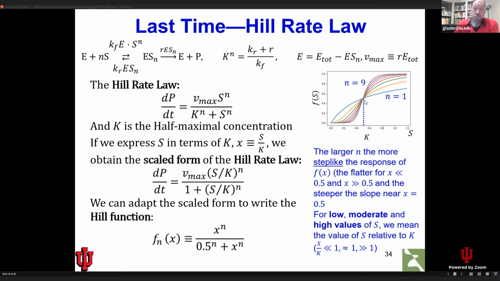So there are two regimes. If n is bigger than 1 or less than 1, they're different regimes. As I increase the value of n, this gets more and more step-like. You can see even for n equals 9, it's not really a step function. It's still pretty smooth. But if I made n equals 20, it's pretty close to being a square wave step function.